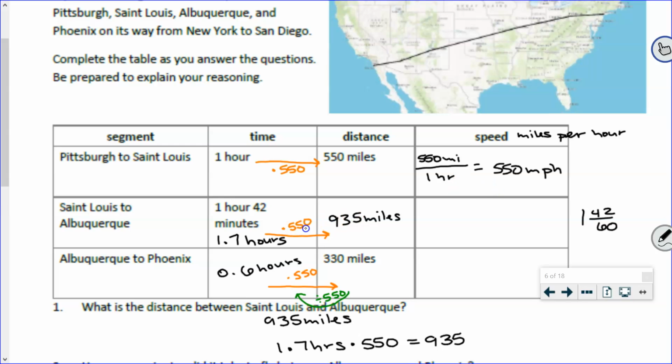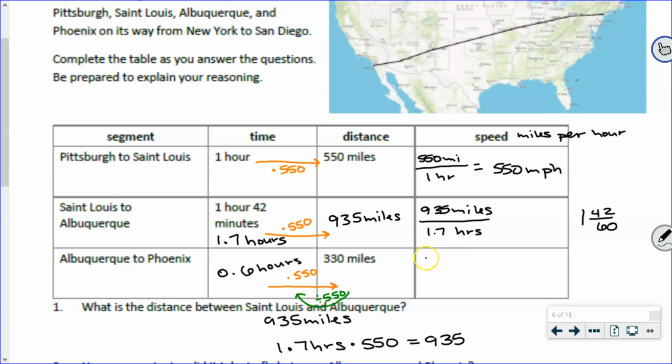Let's calculate the next one. Miles per hour, that's going to be 935 miles and 1.7 hours. So 935 miles over 1.7 hours. And we have one more here. Once we get them all written down, I'll have you guys start typing them into your calculator. 330 miles and 0.6 hours.